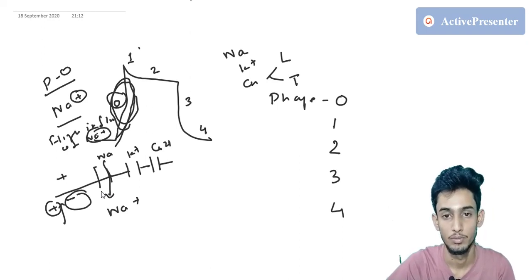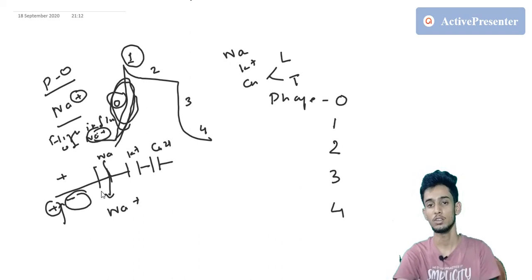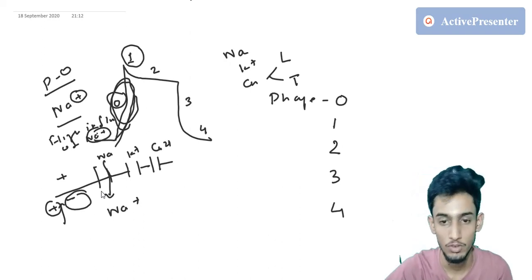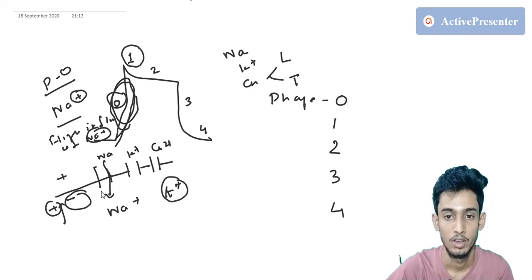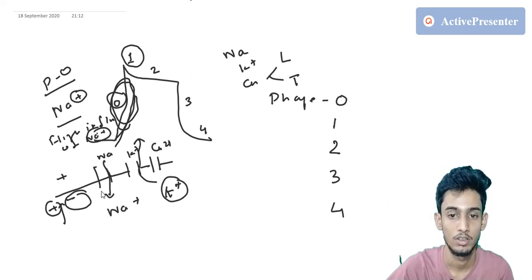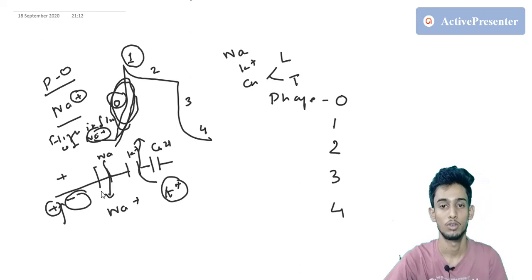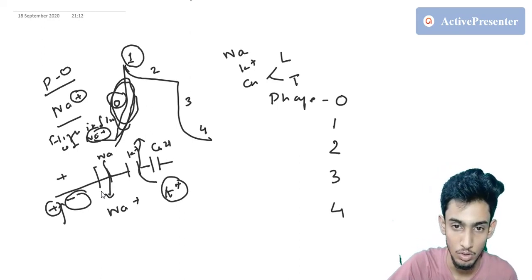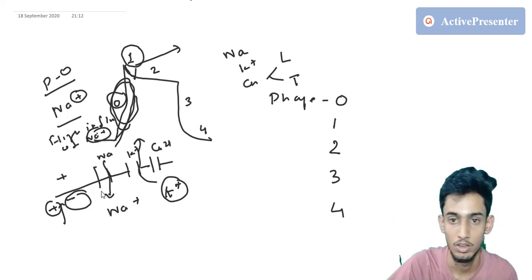Then it goes to phase 1. What is the main ion responsible for that? This is potassium ion. Inside the cell, it gradually starts coming outside of the cell. So there is a sudden but short decrease in the potential. The main responsible ion is potassium.